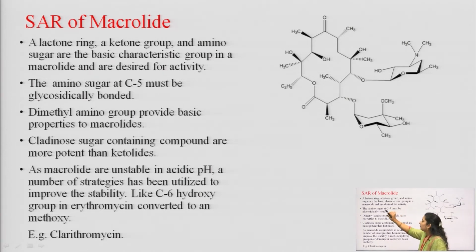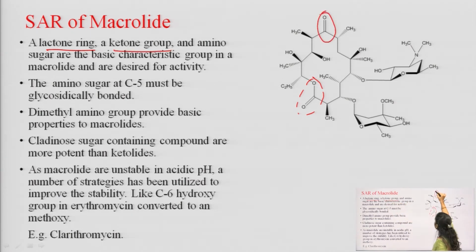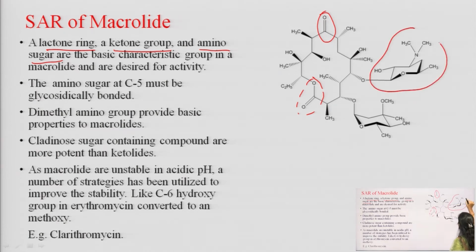As I discussed in the previous slide, the structure of macrolide has a lactone ring, the presence of a ketone group, and the presence of amino sugar. These are the basic characters which are required for their antibacterial activity.